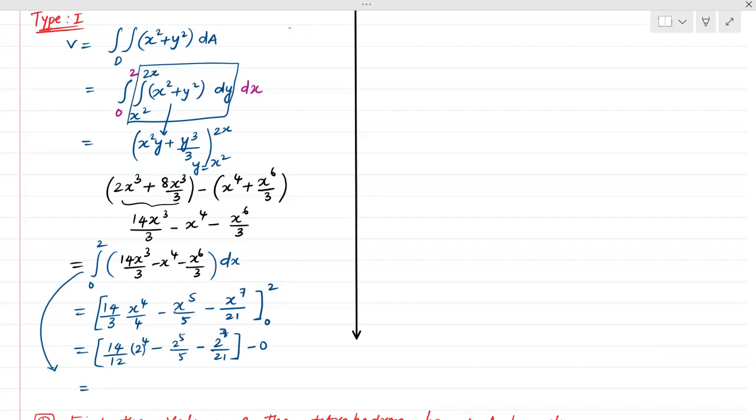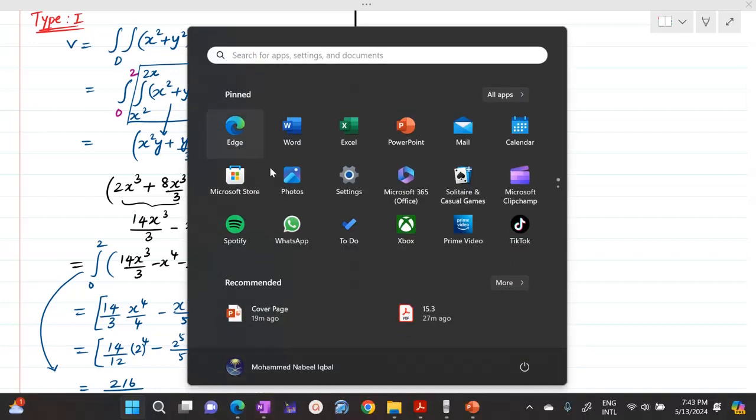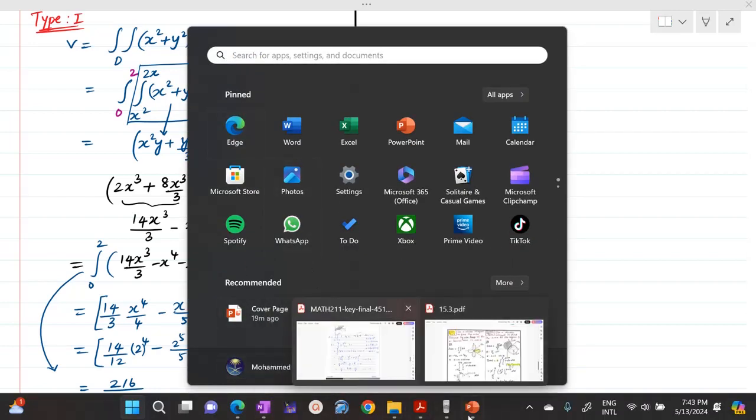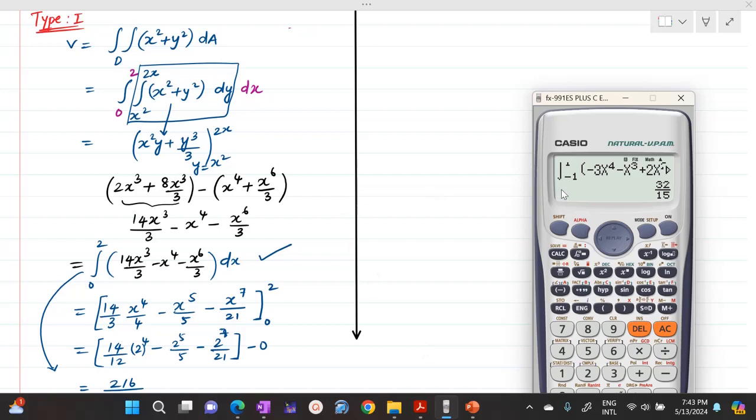So the answer will be here. You can just use the calculator as it is. Just give this function in the calculator. Check your answer. It will be 216 over 35. You can do it in the calculator if you want. I will do it here. So this is the same thing. We have to take the limit 0 to 2.